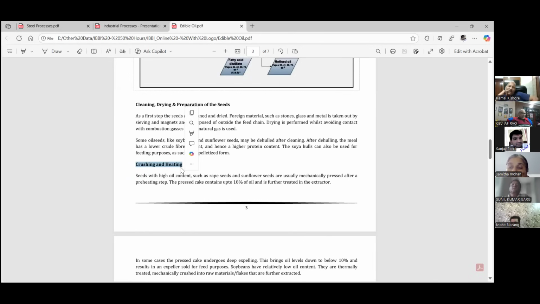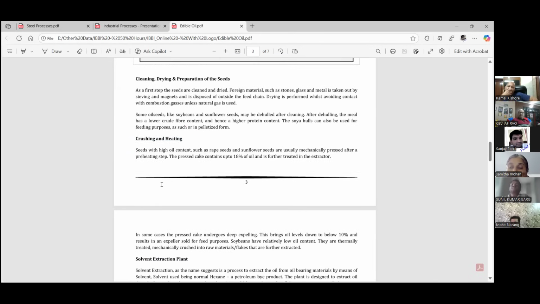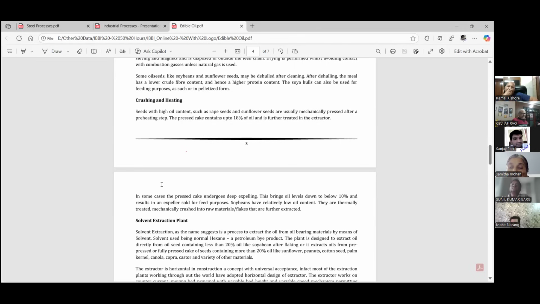During the crushing, we are also providing heat. So what is the function of heat? When we clean the seeds with water, they absorb some moisture. So when we heat the seeds, all the moisture content is removed, and whatever oil particles are available in the seeds get excited. So when we crush the seed, the oil content easily comes out from the seed.